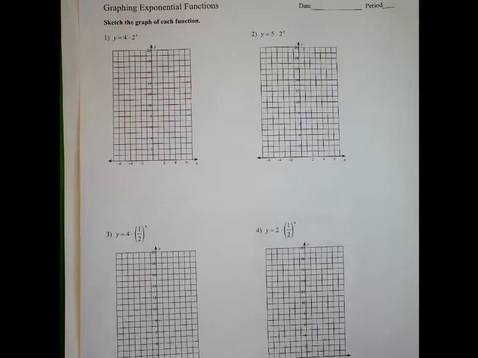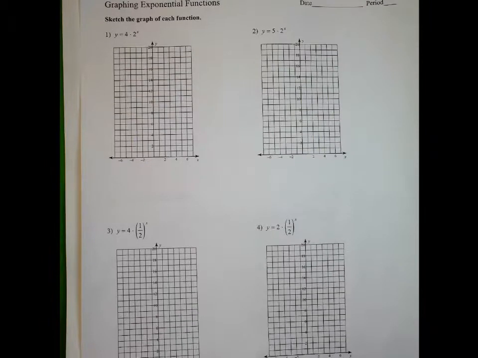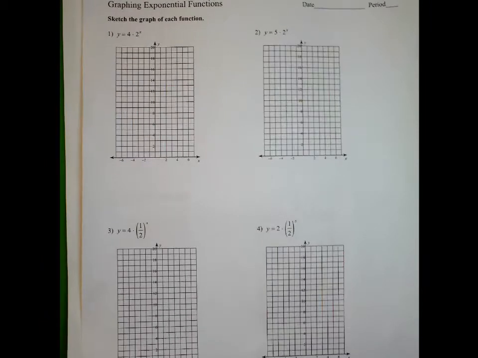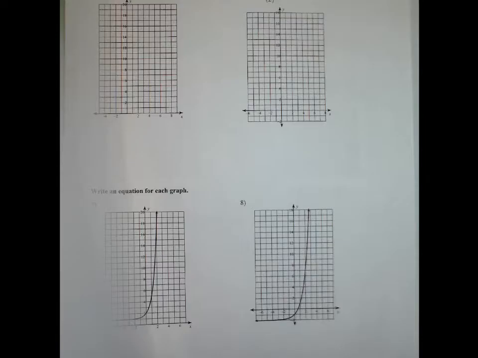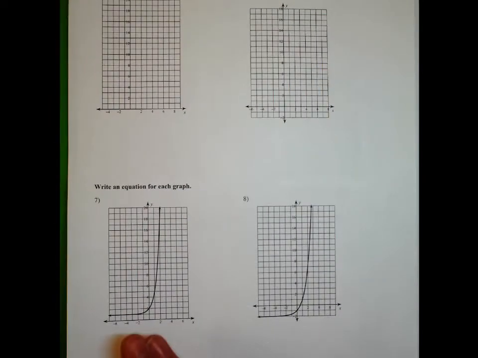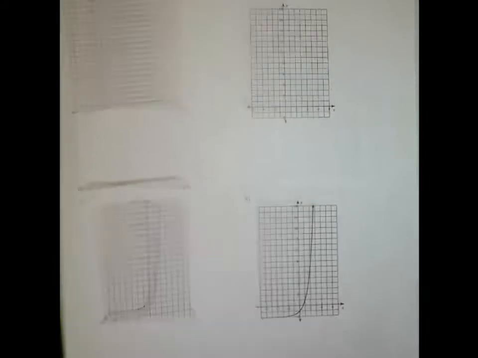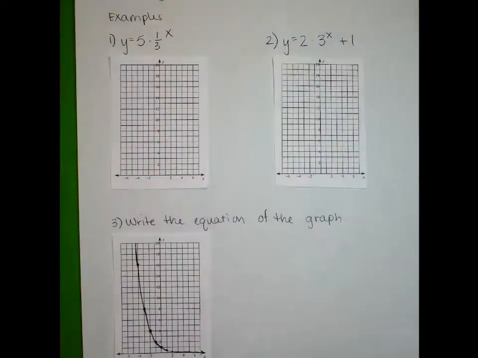There's two different types of things on this worksheet. The first type of thing is where you're going from an equation to a graph. And then the second thing that we'll be looking at is going from a graph to an equation. I've written up some examples for us to look at in this process.